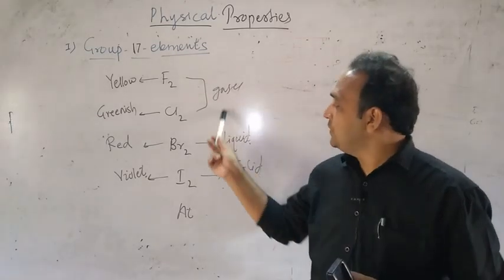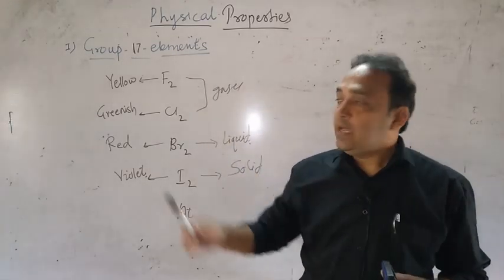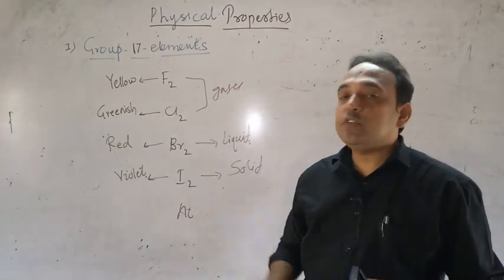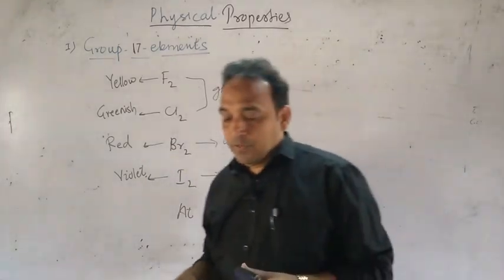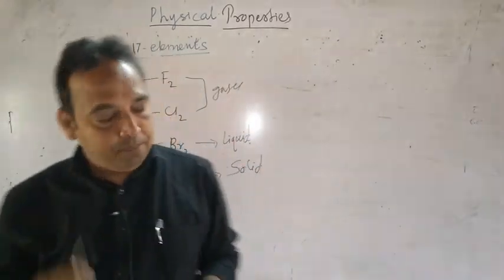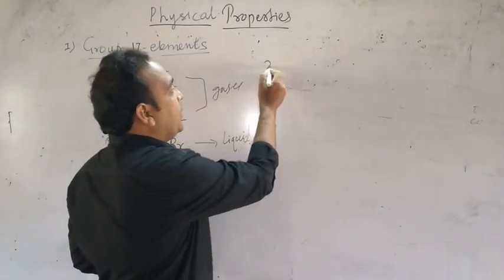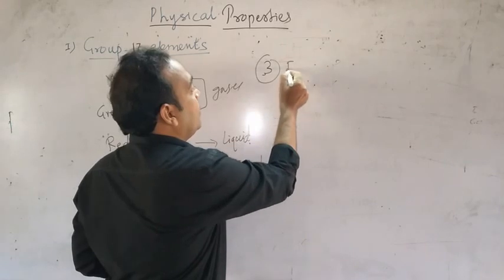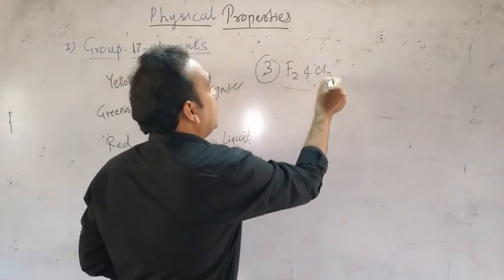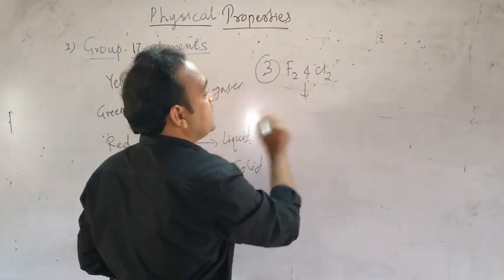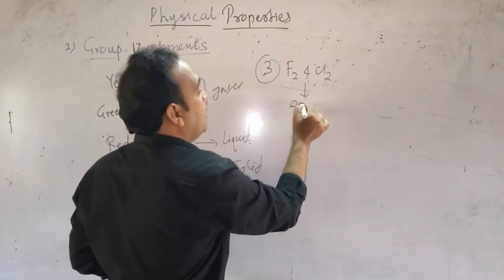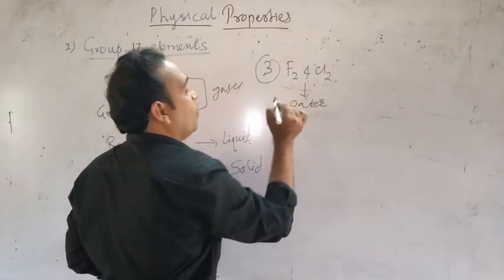So this is the first physical property of the halogen family, and this one is your second physical property of the halogen family. Now the next physical property: fluorine and chlorine react with water. Yes, it reacts with water, meaning it is soluble in water.